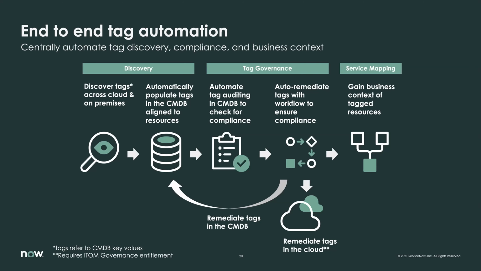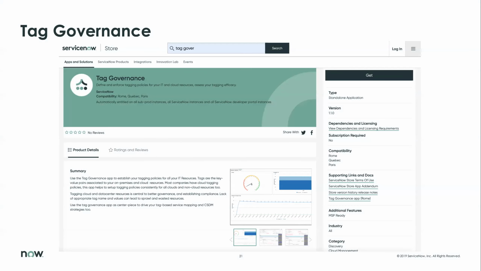The tag governance application can also be found on the ServiceNow store. Tag governance is split into two parts, auditing and remediation. The auditing portion is entitled through ITOM visibility, both V1 and V2, and this allows for remediation of tag values within the ServiceNow CMDB. To make remediation updates on the actual resource records in the cloud platform, the ITOM governance subscription is required.